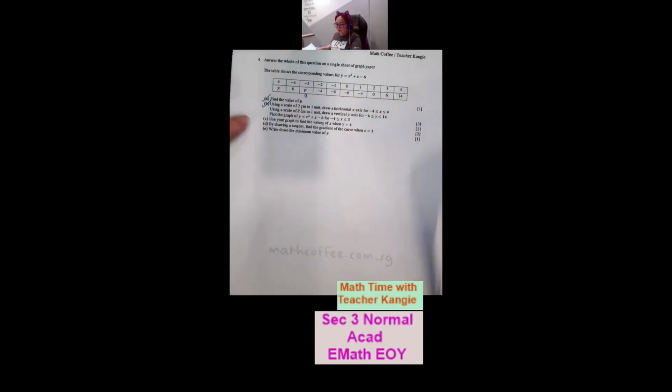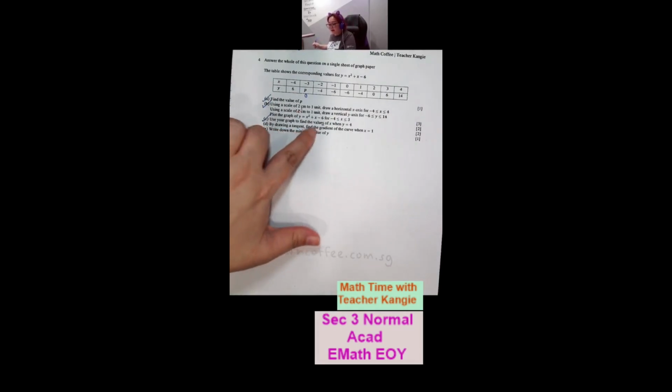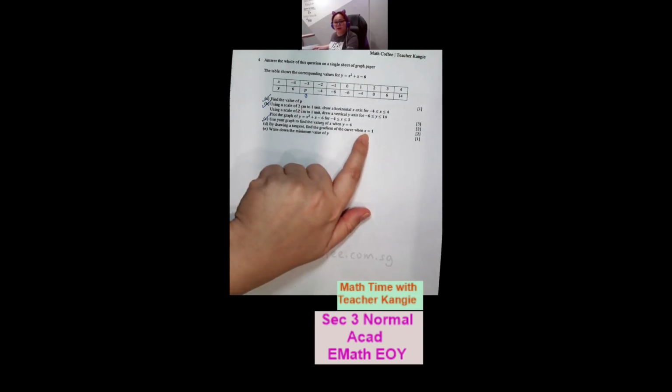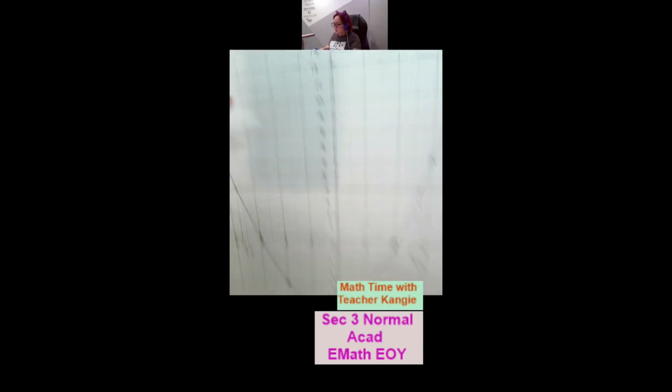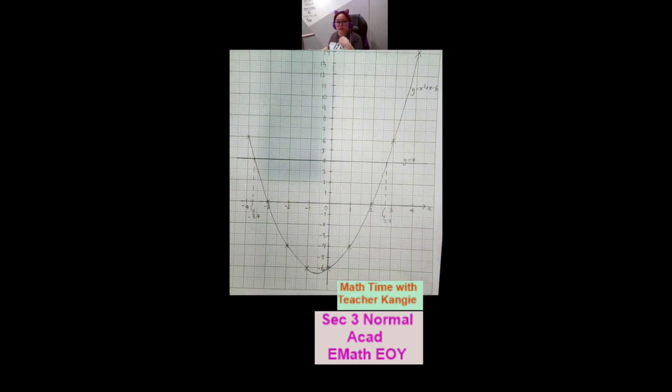Okay, now let's take a look at part D. Part D says by drawing a tangent, find the gradient of the curve when x equals 1. This one many students panic. They don't know what to do. What is the range of answer usually? Actually, it depends on the value here. I think plus minus 0.2 should be fine.